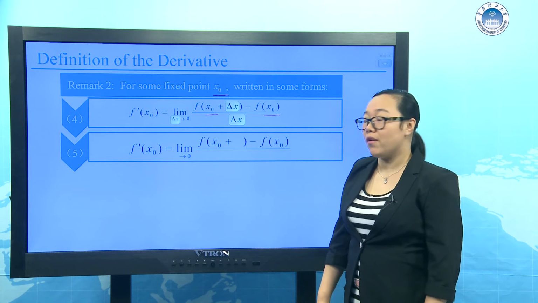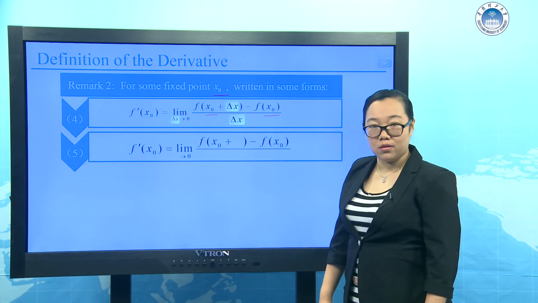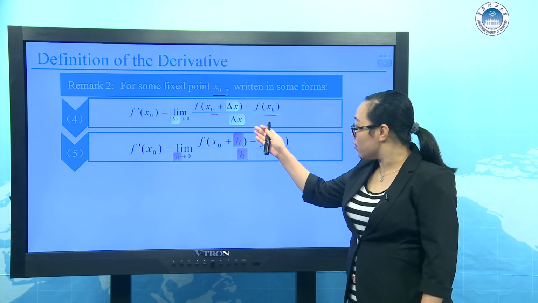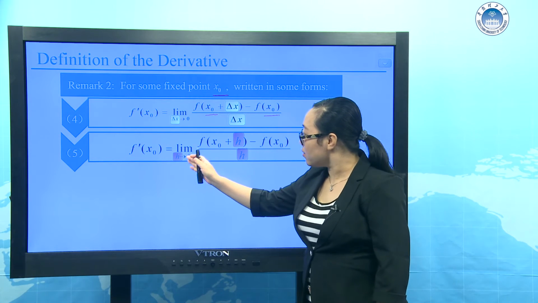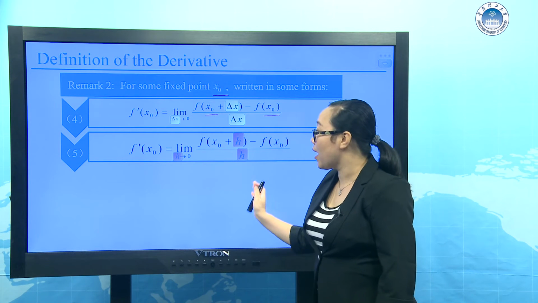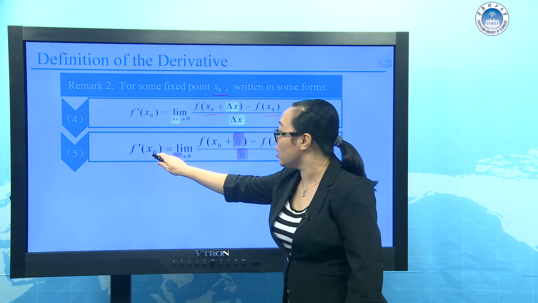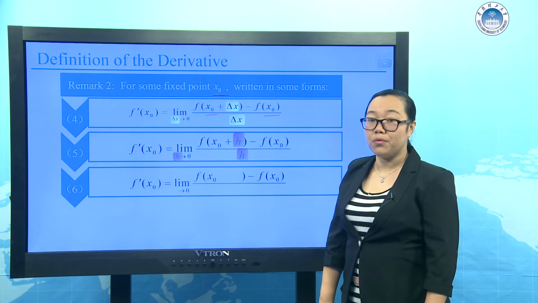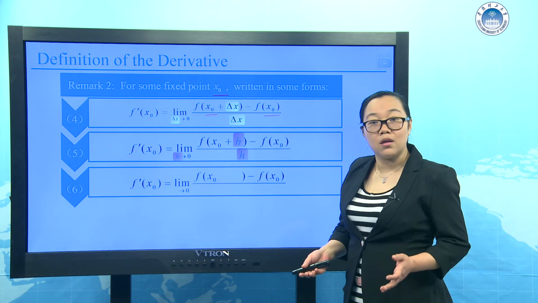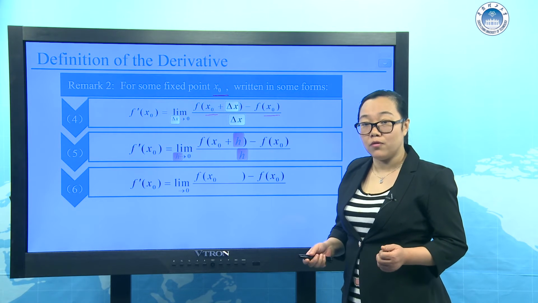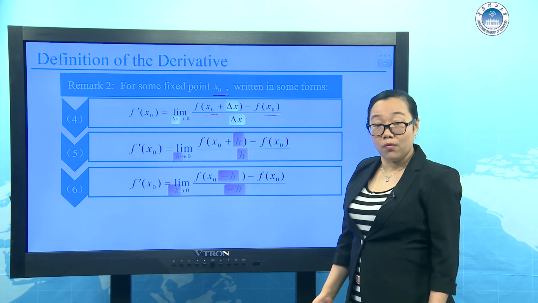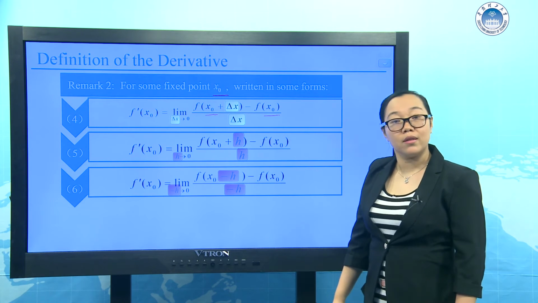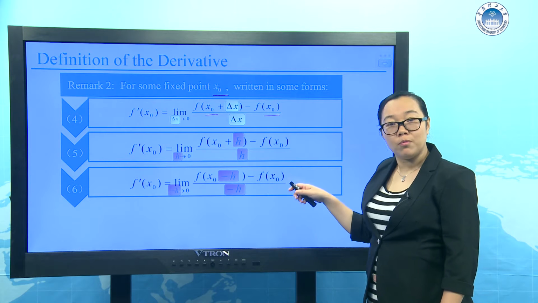Look at case 5. f prime x0. We can plus the same expression, so f(x0 + h) minus f(x0) over h, h tends to 0. We can get f prime at the given point x0. Look at case 6. For f prime x0, we can write the changeable variable in any form. We write it minus h. Of course, it's okay. So minus h, minus h, minus h.